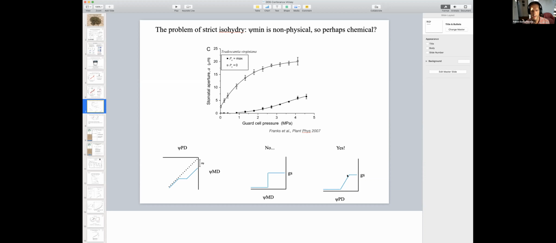So this could be captured by this kind of behavior where you've got, well, that's something else. I eliminated one of my little figures here, that's okay. But that gives you kind of a slope here. But you can't get a completely flat relationship between midday leaf water potential and aperture from this kind of curve.